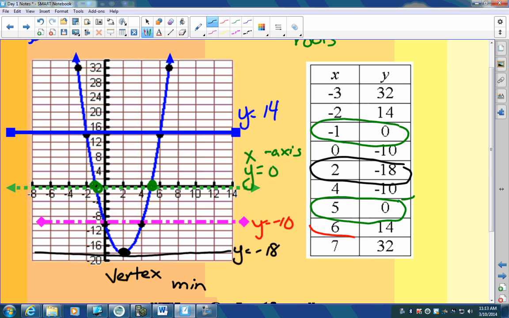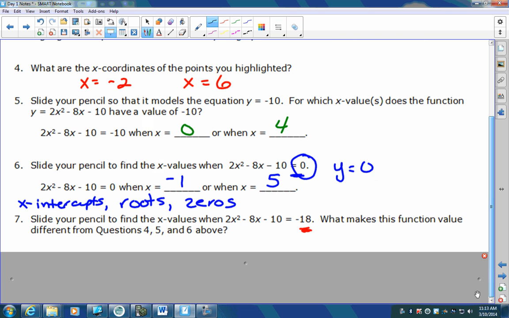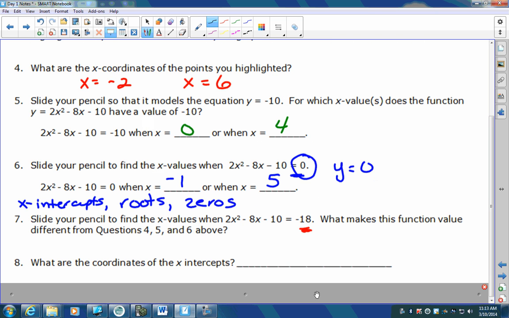When they ask me for my solutions where y equals negative 18, do I have one or two? Because all these other ones, we had two solutions. Am I going to have two? No, I'm only going to have one because it only touches that line one time. That's because it's the vertex. What was that x number where y was negative 18? X equals 2. Why is it different? Because it is the vertex.